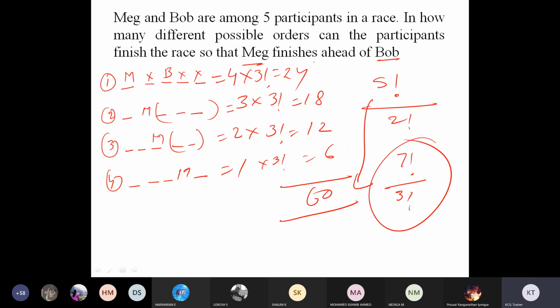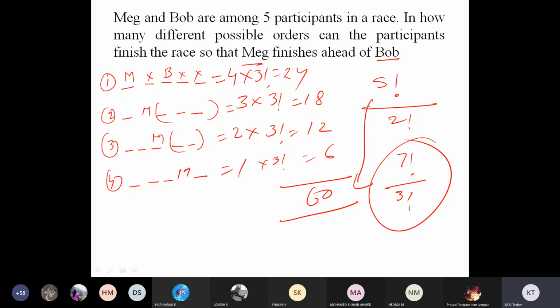First way, if you consider Meg in the first position, there are remaining 4 positions left. Out of the 4 positions, Bob can take any one position. So Bob has 4 possibilities. Out of the 5, Meg and Bob are fixed in 2 positions, but the remaining 3 people can be shuffled in 3 positions in 3 factorial ways. So both should happen. For Bob, I have 4 positions. For the remaining 3 people, I have 3 factorial. So 4 into 3 factorial, there are 24 ways where Meg can come in the first position. Bob can come in any one of the remaining 4.